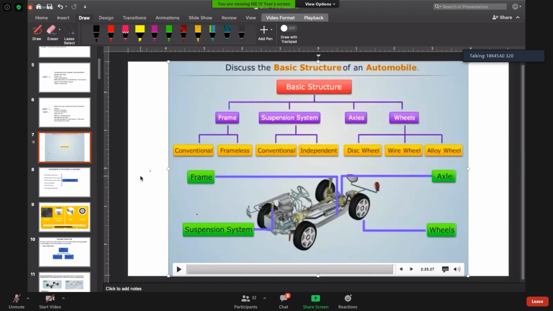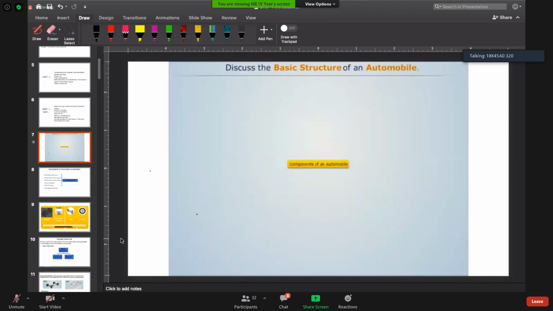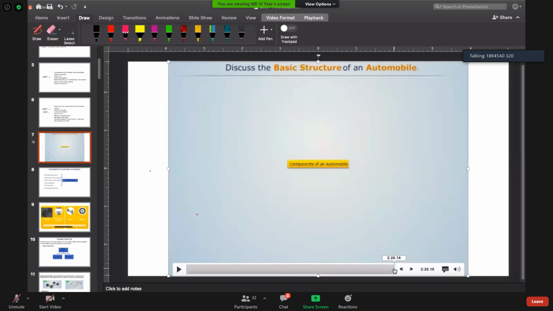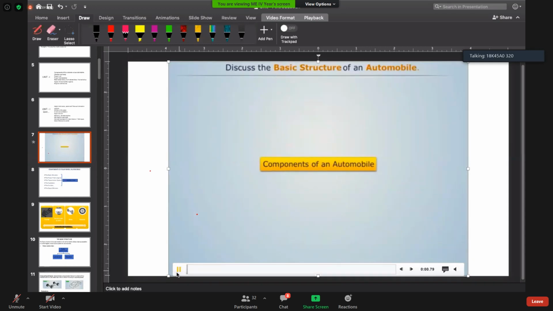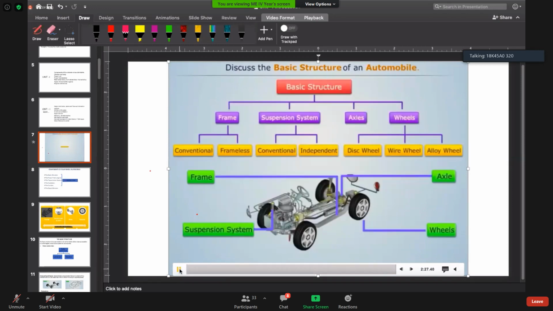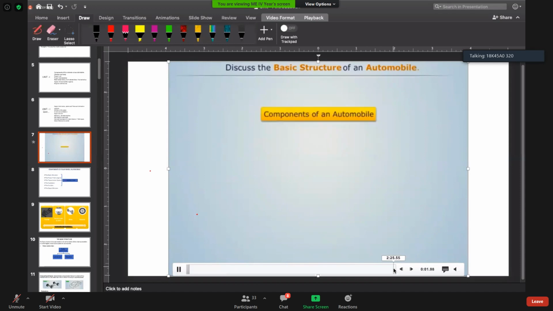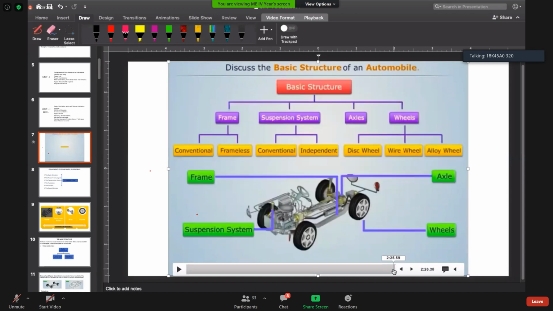Say about suspension, the functions of a suspension system. It is responsible for preventing road shocks from being transmitted to the vehicle, and preserving the stability during road shocks, etc. This is about the suspension system.